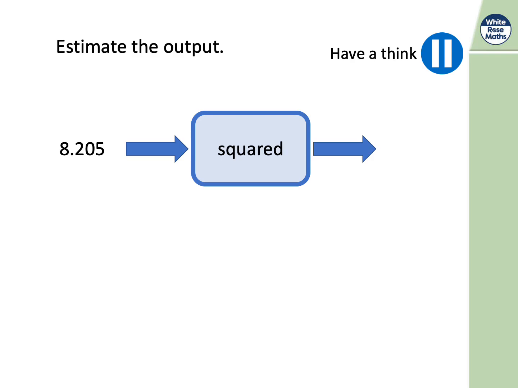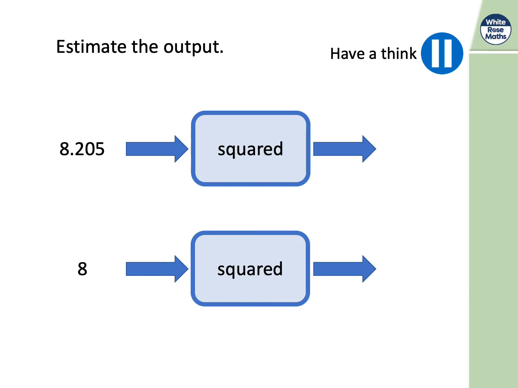How did you make this question easier? I thought that 8.205 is very close to 8, and it's much easier to square 8 than to square 8.205. So a good estimate would be 8 squared, which is equal to 64.